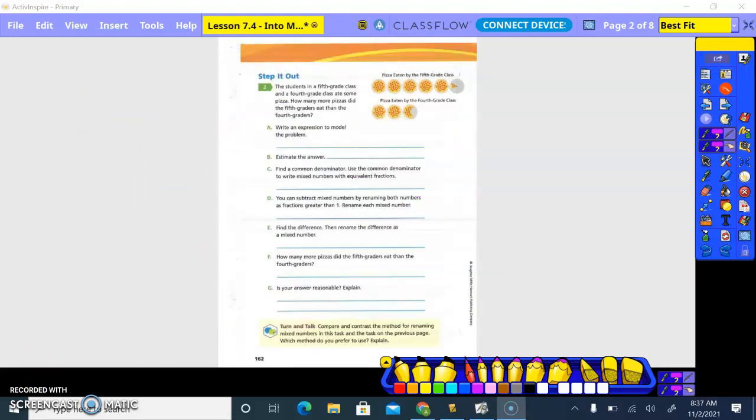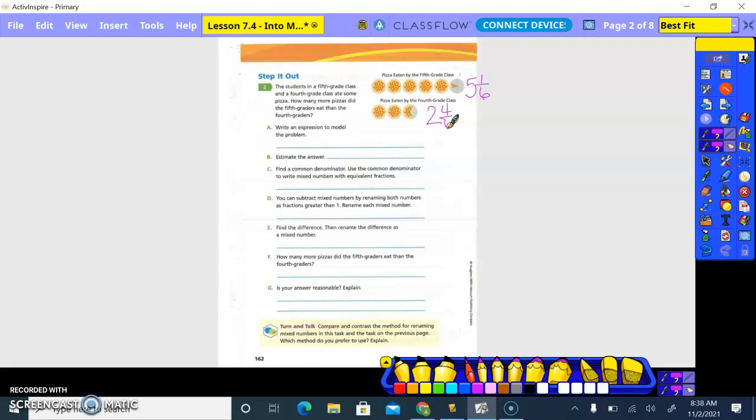Step it out. The students in a 5th grade class and a 4th grade class ate some pizza. How many more pizzas did the 5th graders eat than the 4th graders? Okay, so it's broken into how many pieces? Right? So the 5th grade ate what? 1, 2, 3, 4, 5 and 1/6 of a pizza. And the 4th grade ate 2 and what? 4/6? Well, 2/3, but it's also 2/6, right?